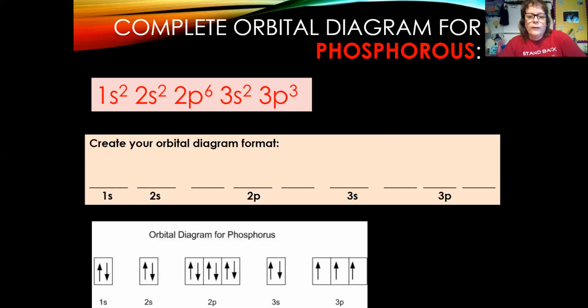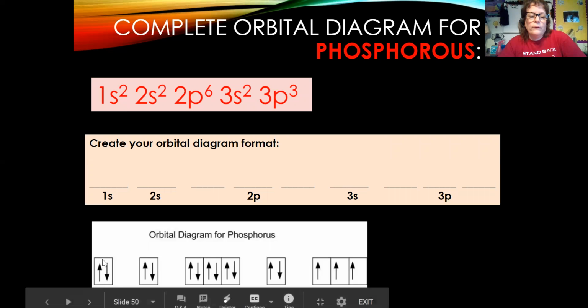So this is what the orbital diagram looks like for phosphorus. Okay, so you start with 1s, has 2 electrons. You're going to put the 2 electrons in the 1s orbital, opposite spins. 2s looks the same way. 2p is full because we said the p orbital can hold up to 6 electrons.